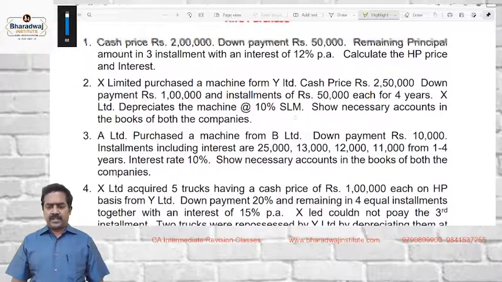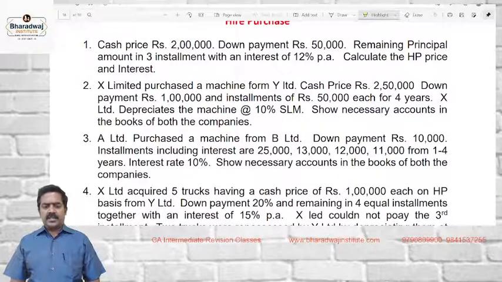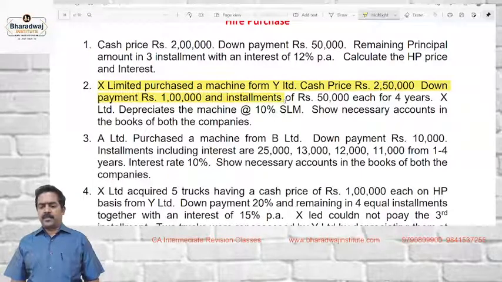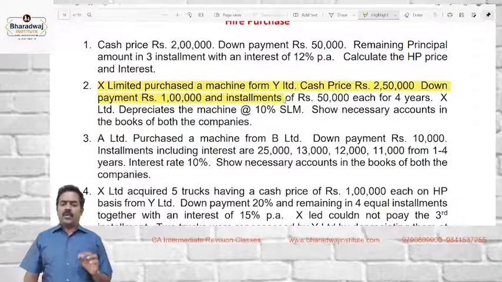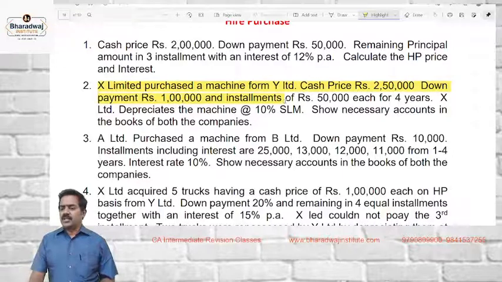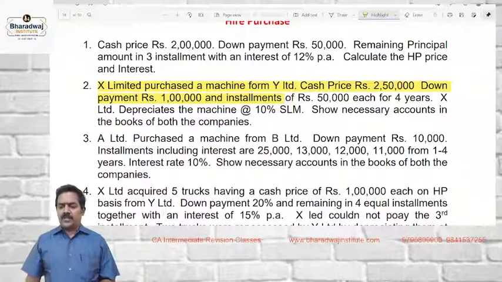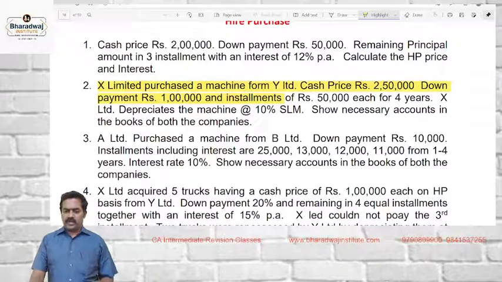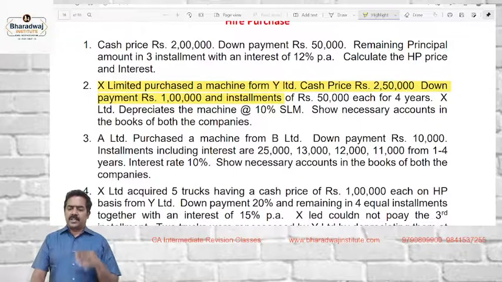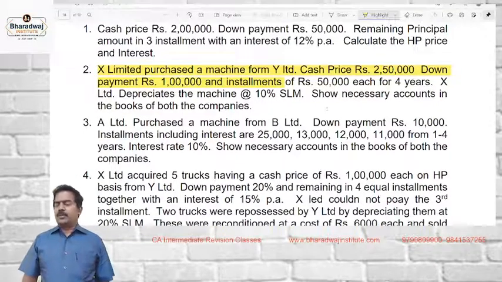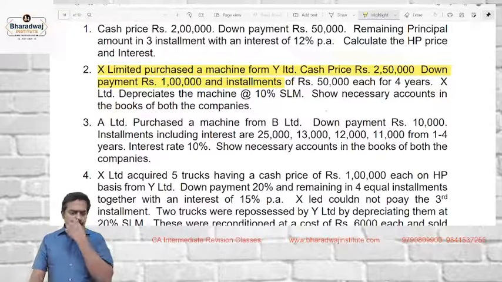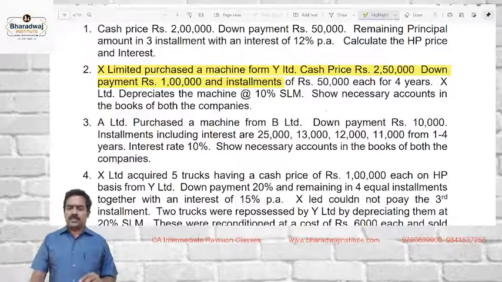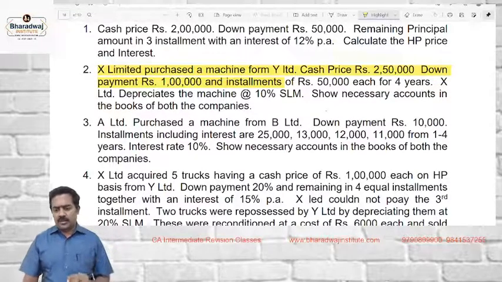Question number 2 next. X Limited purchased a machine from Y Limited, cash price 2,50,000, down payment 1 lakh, installment of 50,000 each for 4 years. X Limited depreciates the machine at 10% SLM. They ask you to prepare accounts in the books of both the companies. Of course, we will do.